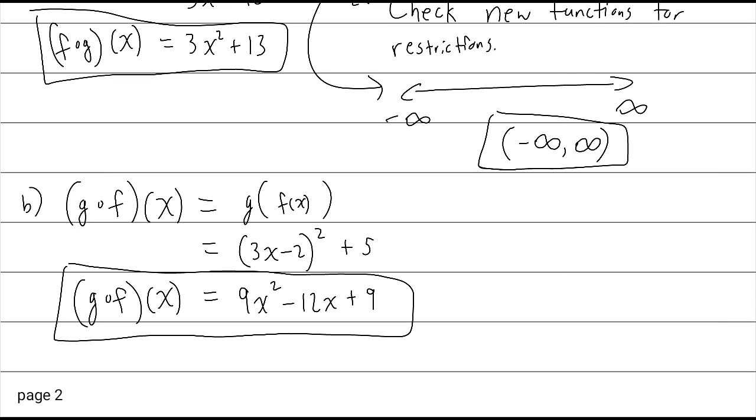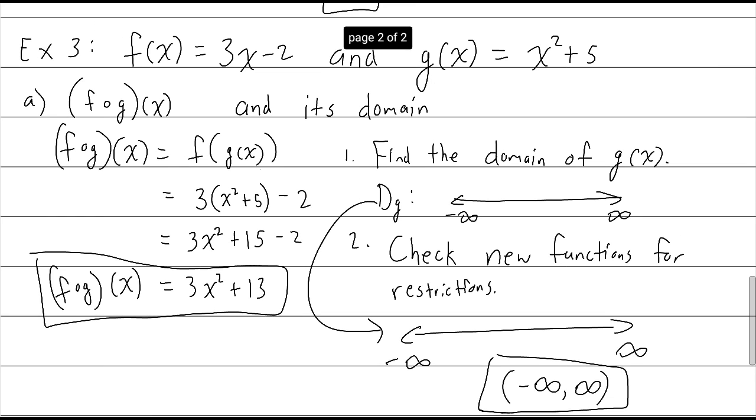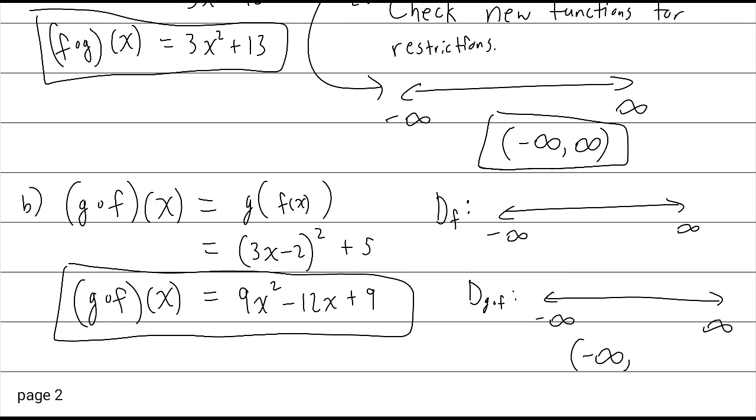So let's check the domain of the inside function first, which is f. Remember, f is just 3x minus 2. And that has no restrictions, right? There are no fractions or anything to watch out for. I check it first, make sure I don't have any restrictions, and I don't. And so then the domain of the new one uses the same number line and it just adds in the extra restrictions if I have them. But I don't have any more. So again, negative infinity to positive infinity. That's going to be the case almost every time, by the way.